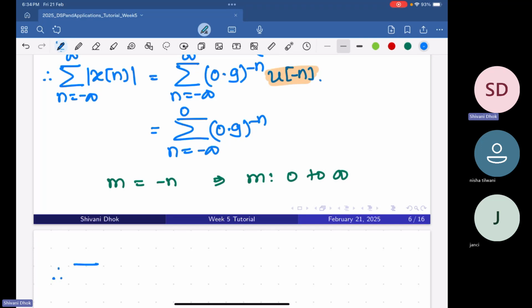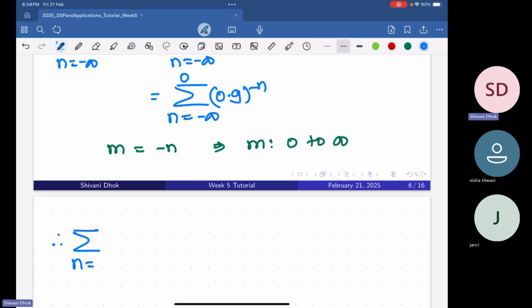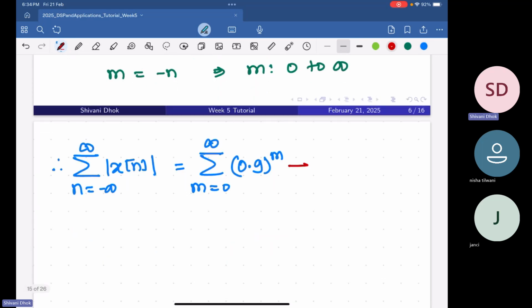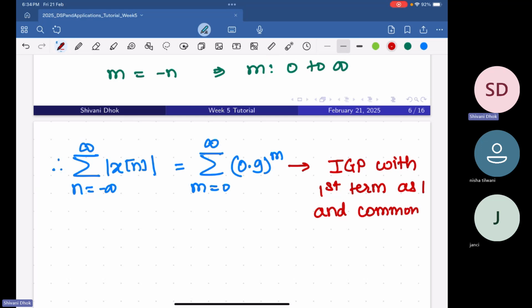So therefore summation n running from minus infinity to infinity magnitude of x of n is equal to summation m running from 0 to infinity 0.9 to the power m. But now this is an infinite geometric progression with first term as 1 and common ratio as 0.9, which is less than 1.